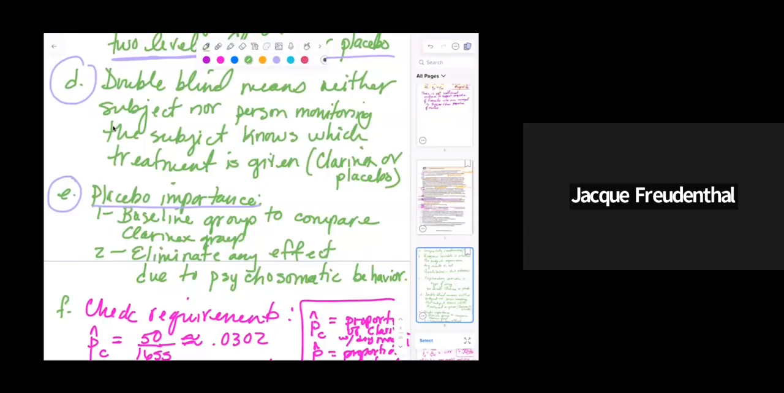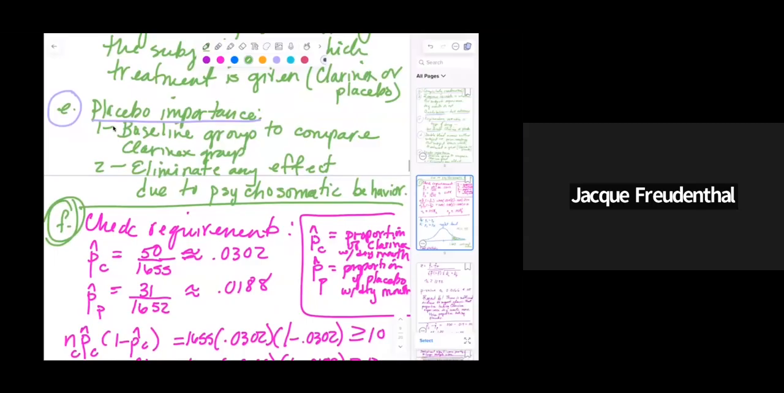So part F now is going to ask us to perform the test. In order to perform a hypothesis test, we always need to check requirements. For proportions, if you're going to use symbols, especially subscripts, you really want to identify those. So I've defined them over here. P hat sub C represents the proportion of the Clarinex group with dry mouth, and P hat sub P is the sample proportion of the placebo group with dry mouth.